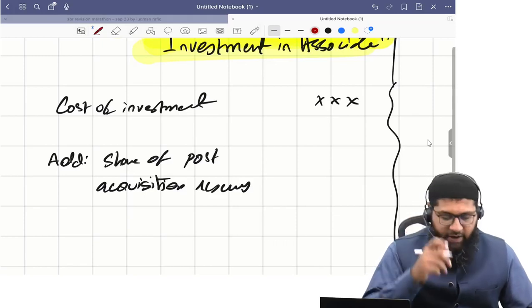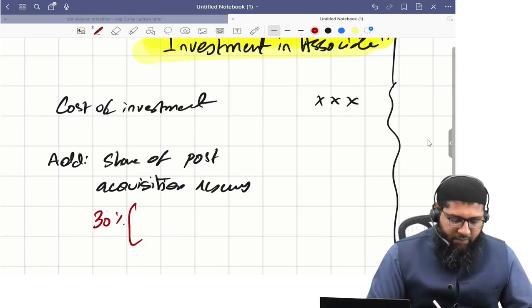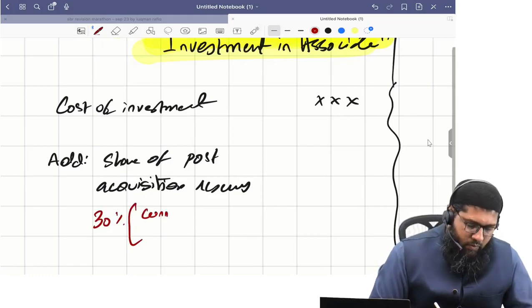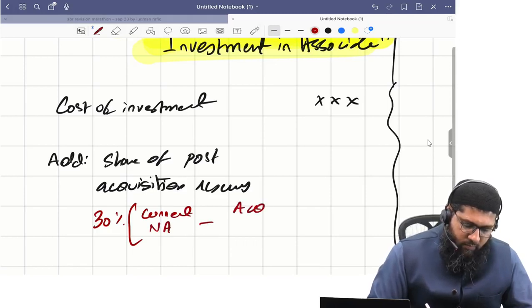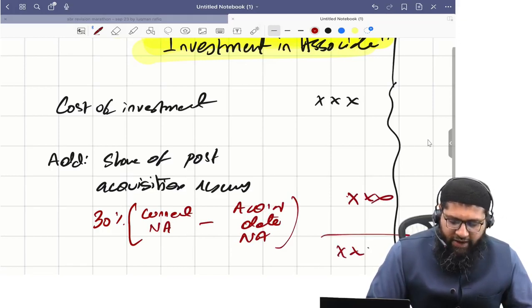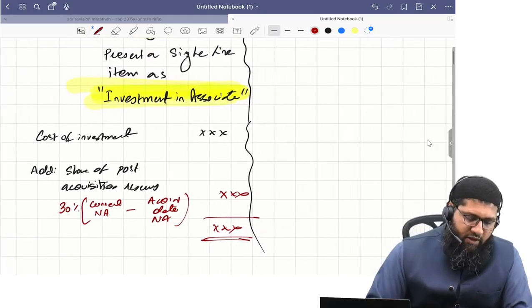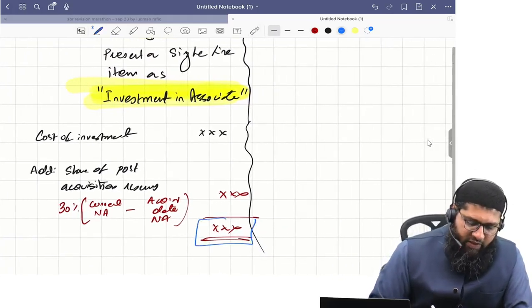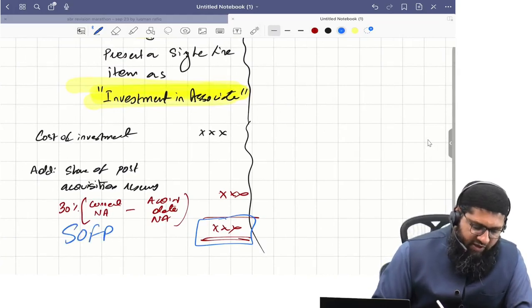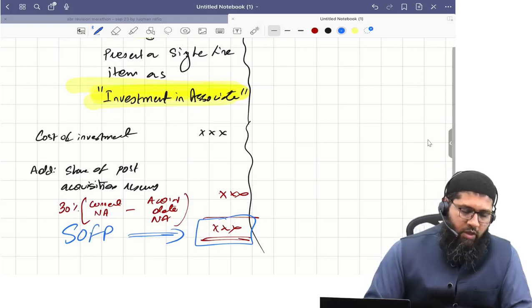How do we add them up? Let's say, for example, you have 30% shareholding. You simply say 30% multiplied by current net assets minus acquisition date net assets, and you resultingly end up getting the investment in associate. This figure, the investment in associate, is shown in the SOFP.